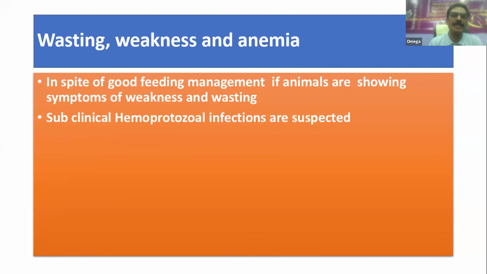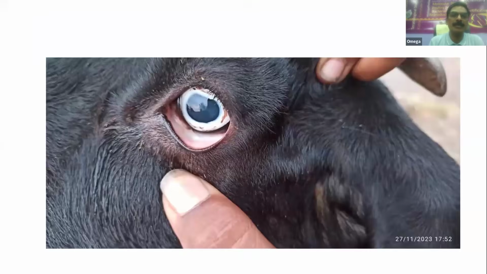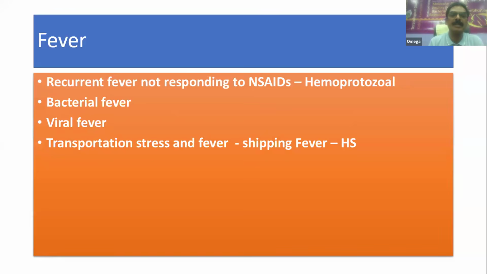Now, another indication: wasting, weakness and anemia. In spite of good feeding management practices, if the animals are showing symptoms of weakness and wasting, then we have to go for blood sample examination. In that case, subclinical hemoprotozoal infections are highly suspected. Wasting is there, weakness is there, anemia is there. So these conditions may point towards subclinical hemoprotozoal infections. In that case, we have to collect the samples and go to the laboratory.